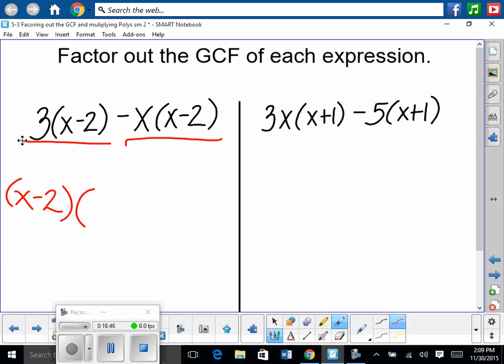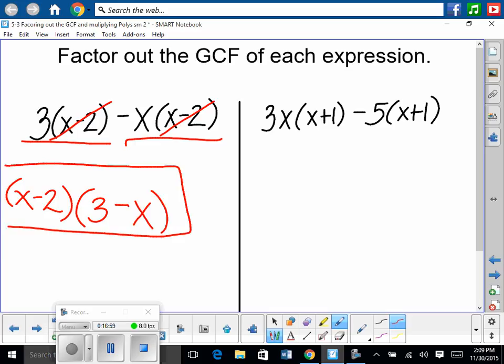So when we pulled it out, we divided it out, right? Yes, so it's gone. So left, right here is a 3, and then minus X. And we're done. So now you don't have to remultiply it? No, because multiplying is the opposite of factoring. Now we factored. Does that make sense?